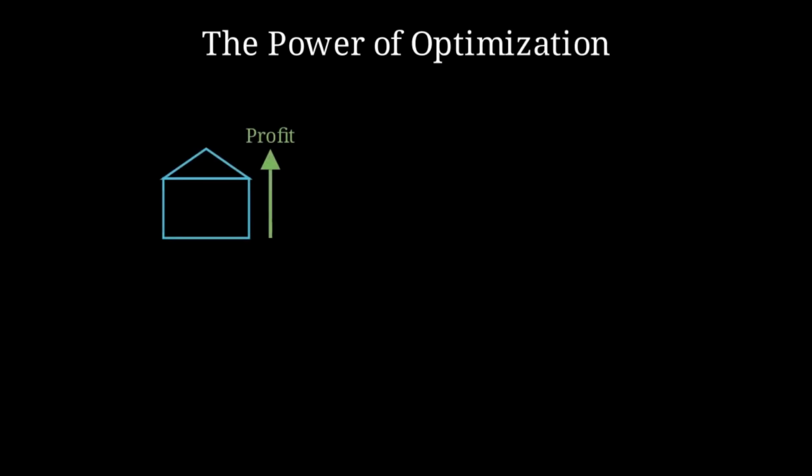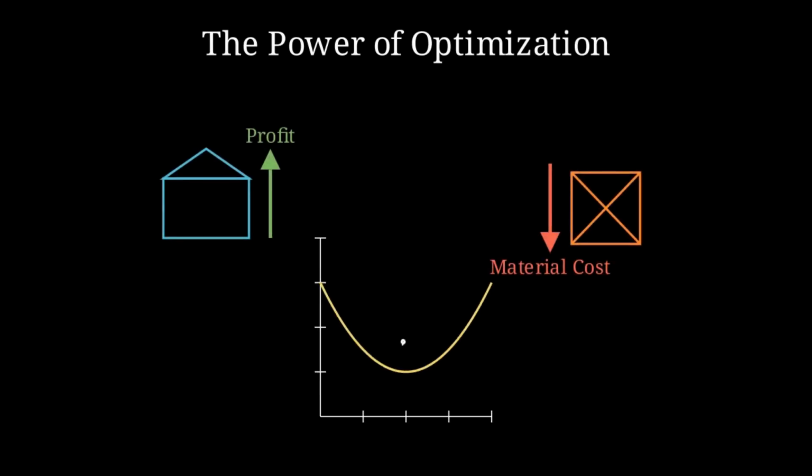In the world of mathematics and industry, we are constantly looking for the best possible outcome. Whether we are trying to maximize the profit of a business or minimize the amount of material needed to create a product, we turn to optimization. Today, we will learn how calculus allows us to find these perfect values with mathematical precision.